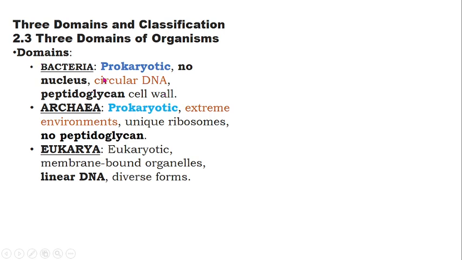So, once you know bacteria, eukarya is going to be very easy for you. Very, very easy, because all of them are prokaryotes. All of them don't have a true nucleus. All of them have circular DNA.